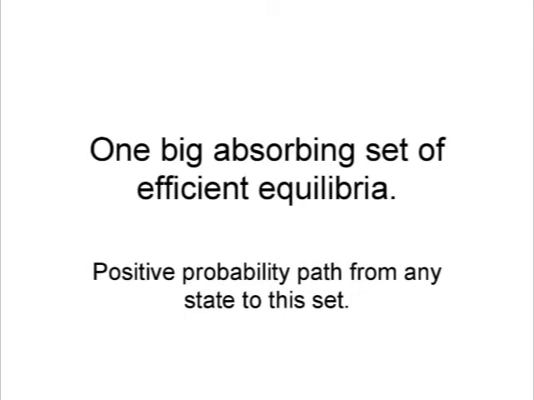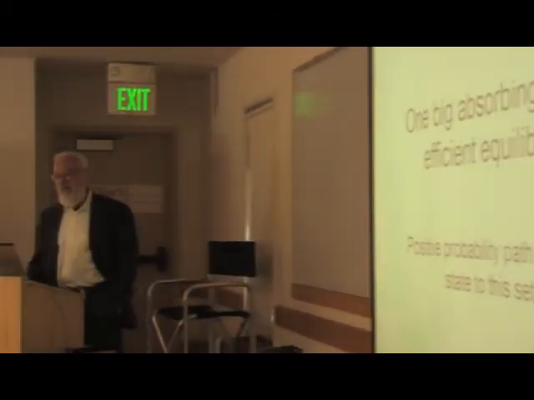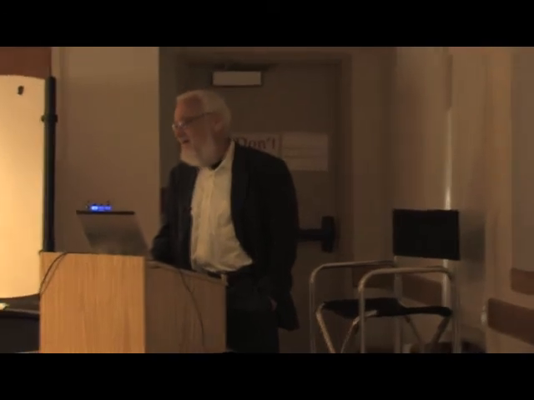And what we have now is a big absorbing set of efficient equilibria. Probe and adjust can move you all around this absorbing set, right? But it can't move you out of it when you get into it, right? And there's a positive probability path from any state to this set. We'll talk about that.